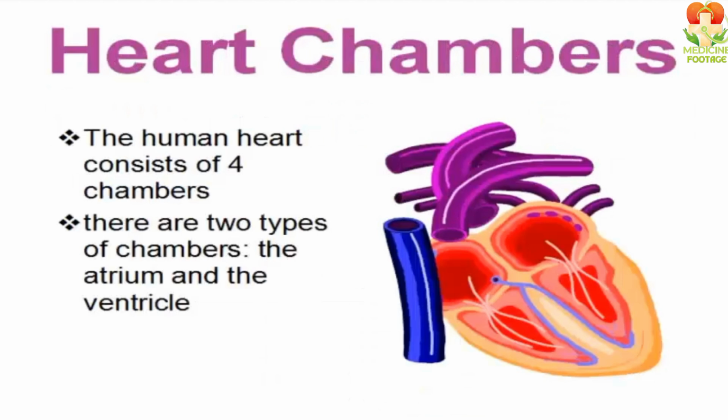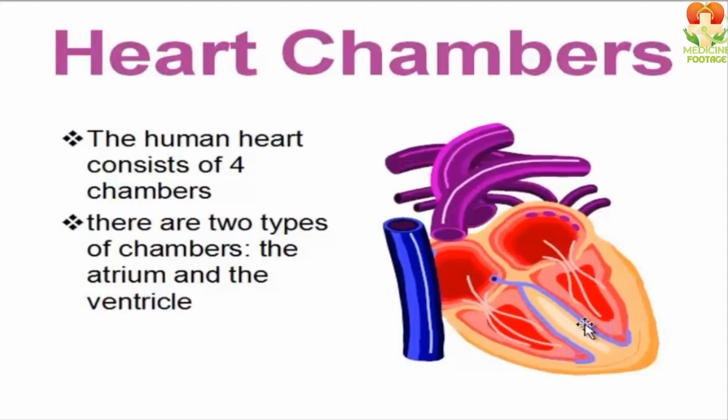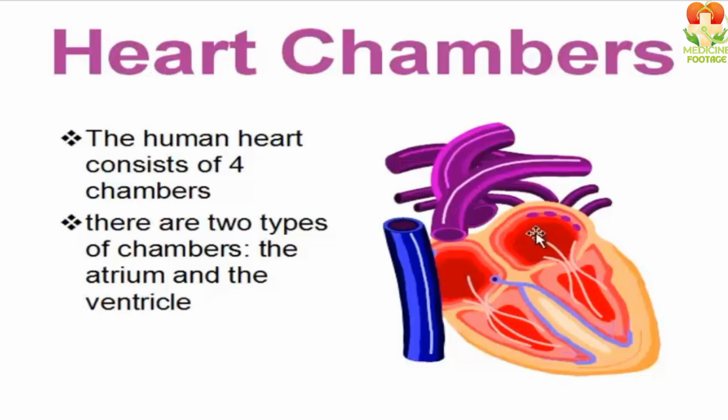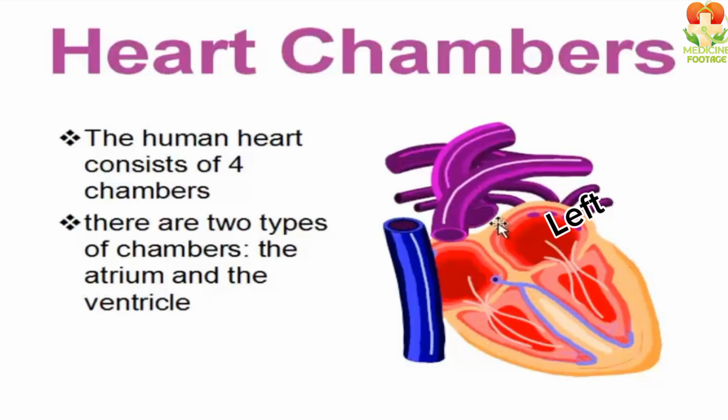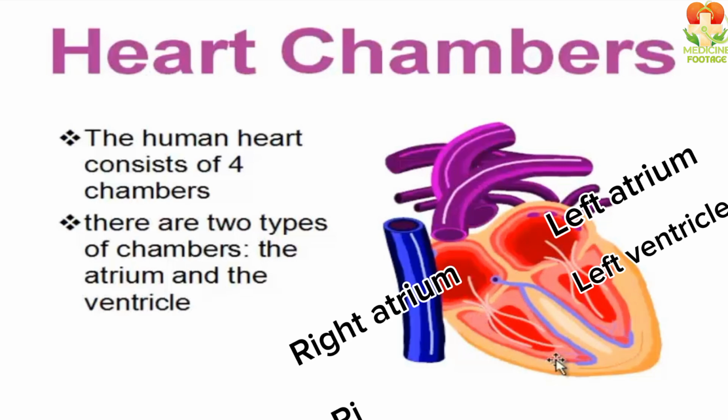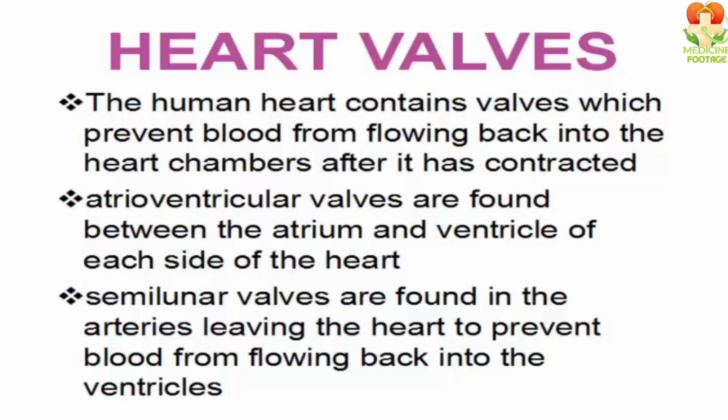Now, let's discuss the chambers of the heart. If we talk about the chambers of the heart, the human heart has four chambers, two at the top and two at the bottom. The upper chambers are called atria and the lower chambers are called ventricles. This is the left atrium and this is the left ventricle. On the other side, we have the right atrium and the right ventricle. Thus, our heart has four chambers. Now, let's move on to the heart valves.